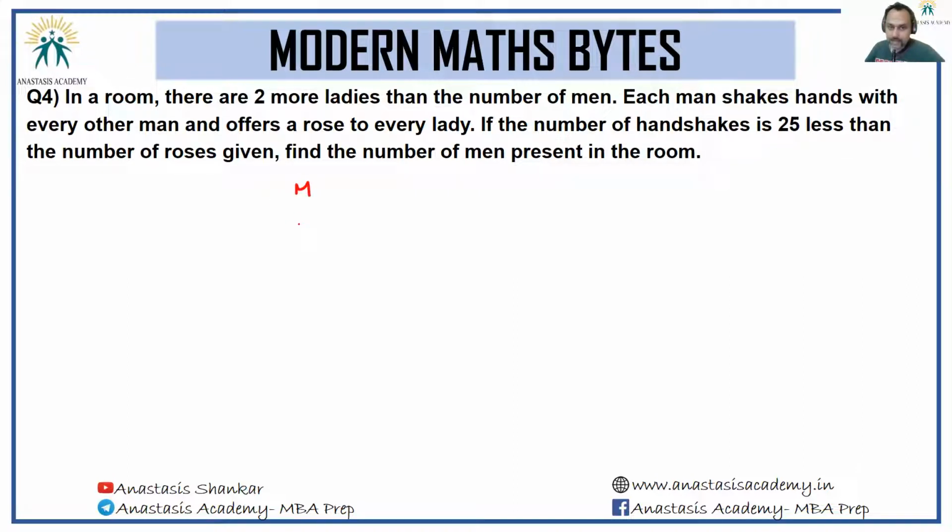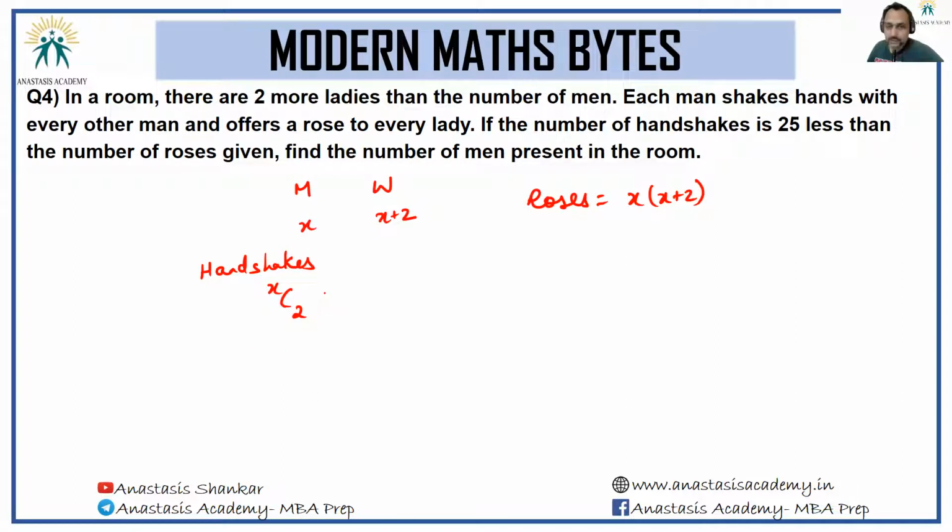Let's say the men present in the room were x. So the women present in the room will be x plus 2. So number of roses given out will be x into x plus 2. And number of handshakes will be xC2. This would be the count of handshakes, 2 men shaking hands with each other.